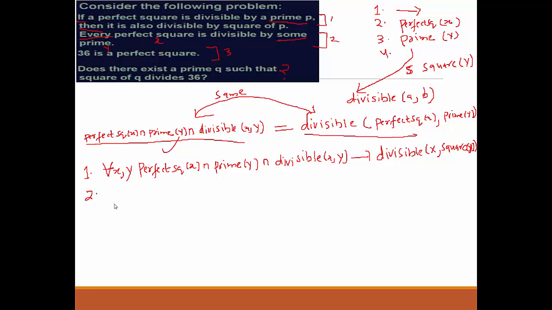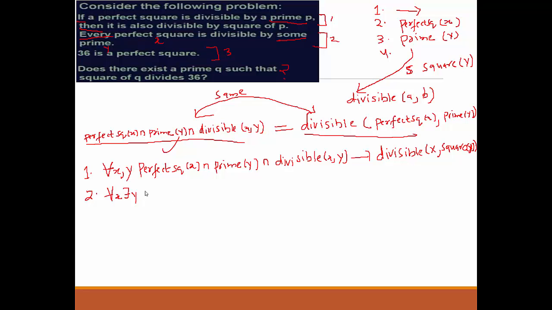So let's represent it like this. For all x, for some y, because x is the representation of a perfect square and it's about every x, therefore we're going to have for all x, and here for some prime, therefore we are going to use existential y. There exists at least one y, and it goes like perfect square is divisible by some prime.